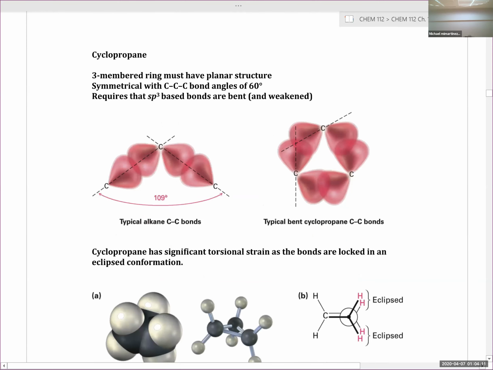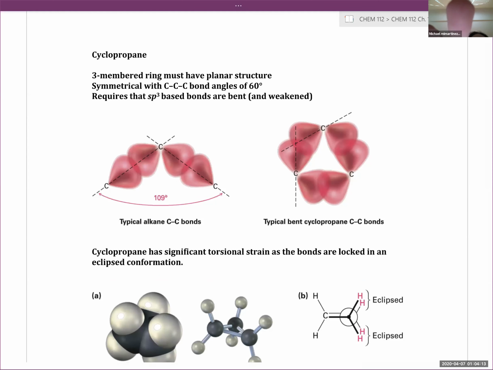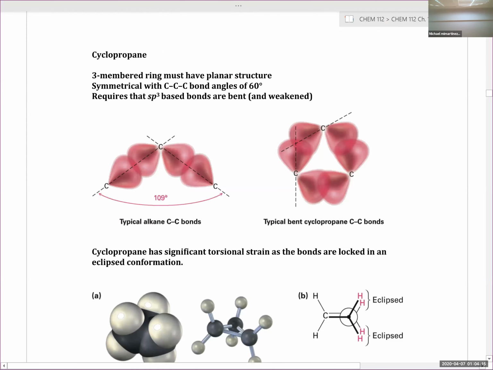Okay, just as a recap from our study of cyclopropane, we've established cyclopropane has bond angles of 60 degrees. So we have significant angle strain.